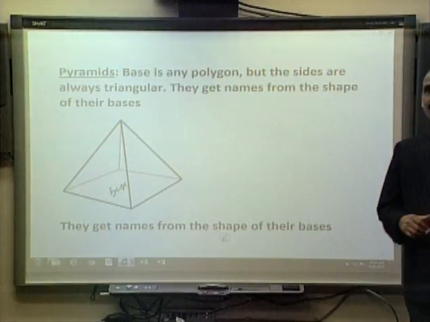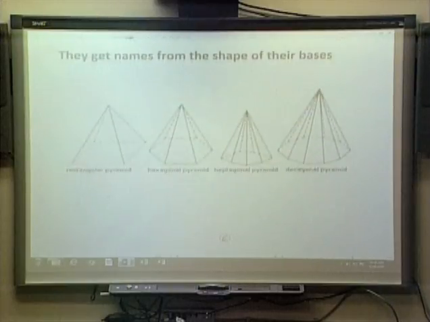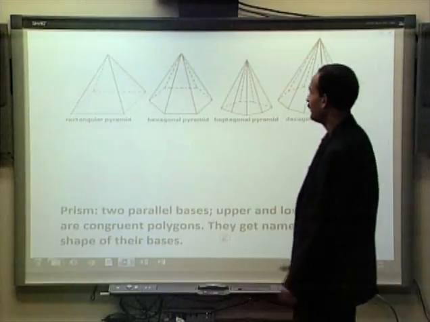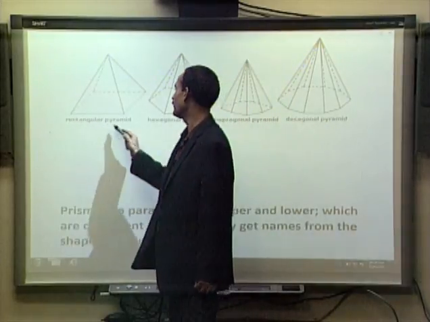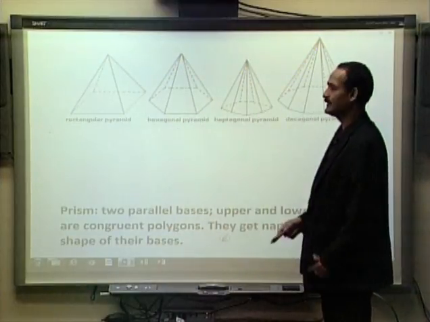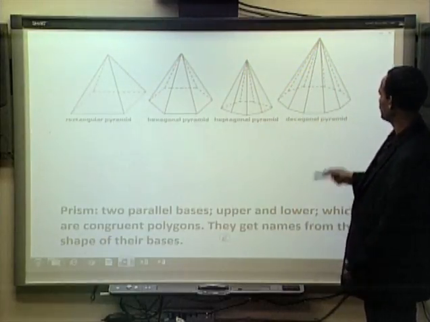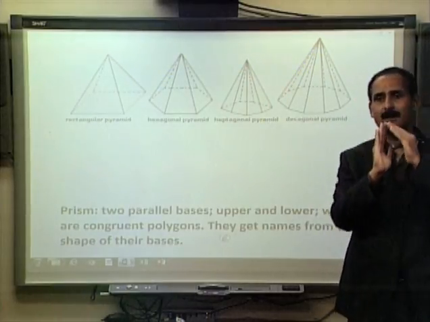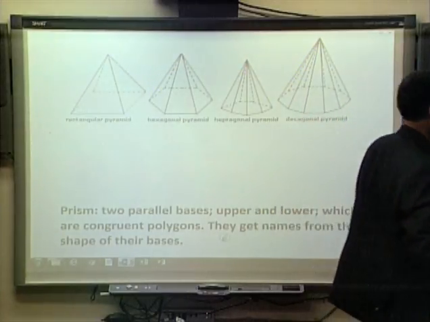Well, we can have different names for pyramids. Their names are based on the shape of their base. The base could be any polygon. So, if the base is a rectangle, then we call it a rectangular pyramid. If the base is a hexagon, we call it a hexagonal pyramid. If the base is a heptagon, we call it a heptagonal pyramid. And if the base is a decagon, we call it a decagonal pyramid. So the base could be anything. The lateral sides have to be triangles, and depending on the shape of the base, we have different names for different pyramids.